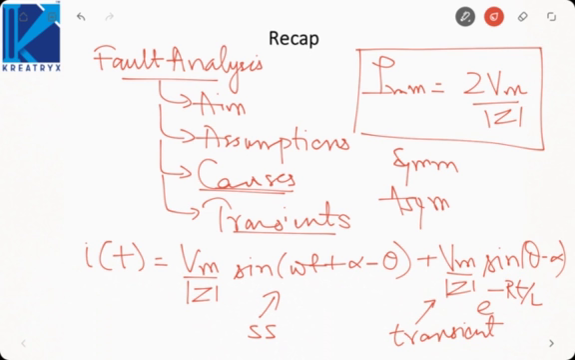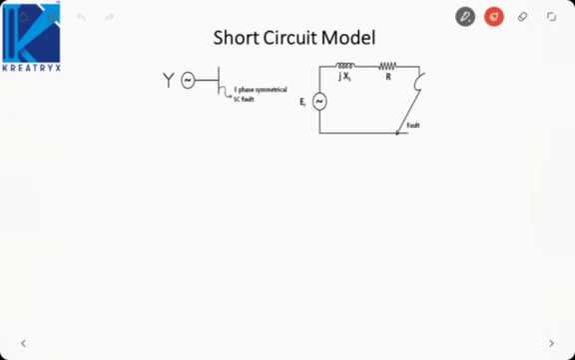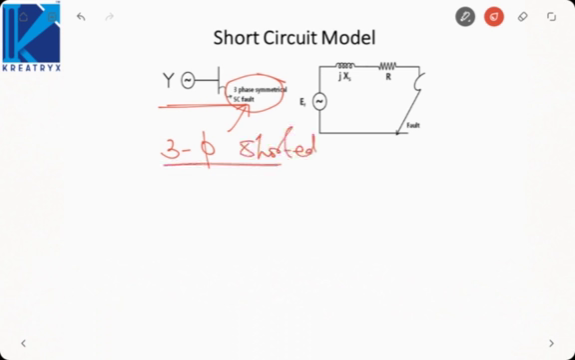In this lecture we will study the synchronous machine. How does it behave under the short circuit condition? So now suppose a synchronous machine is connected to a bus and there is a three-phase symmetrical short circuit fault. Three-phase symmetrical short circuit fault means all three phases are shorted. Since all three phases are shorted, if we draw the equivalent circuit, we will represent something like this. This circuit is on per phase basis.